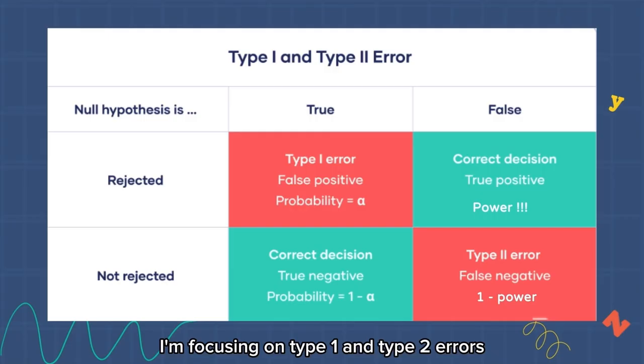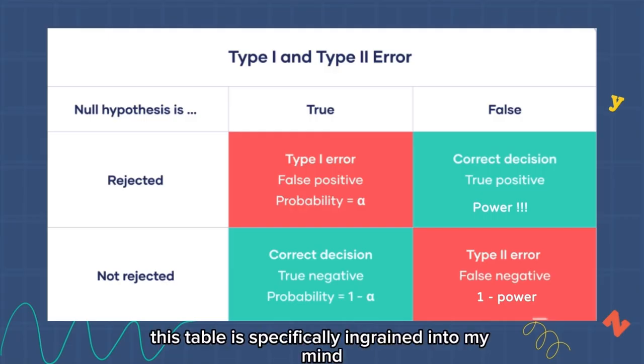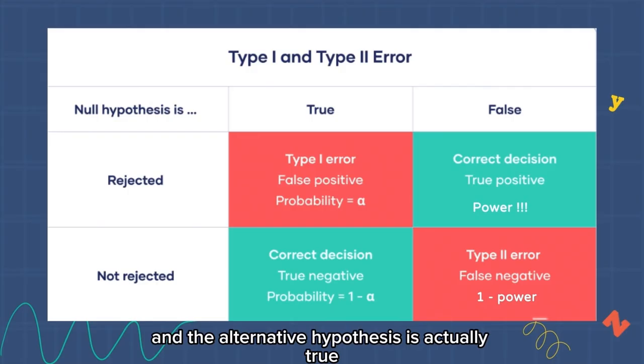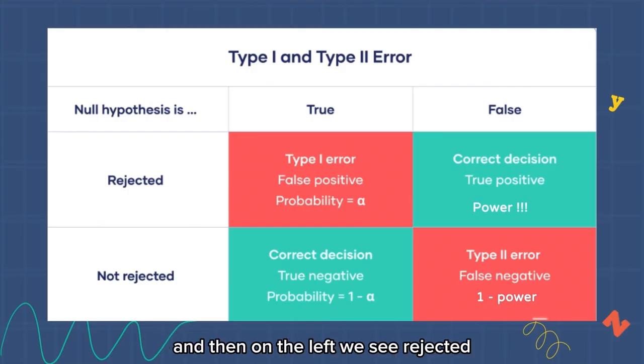Now focusing on type 1 and type 2 errors. This table is specifically ingrained into my mind. So basically, on the top is true, meaning that H0, the null hypothesis, is true. And false is basically saying that H0 is not true and the alternative hypothesis is actually true. And then on the left we see rejected. That means we rejected the null. And on the bottom we see it's not rejected, we fail to reject the null.